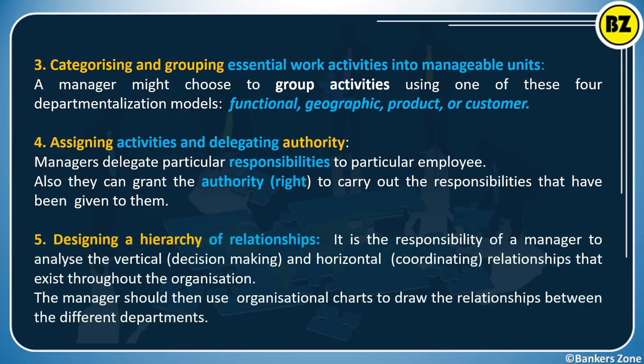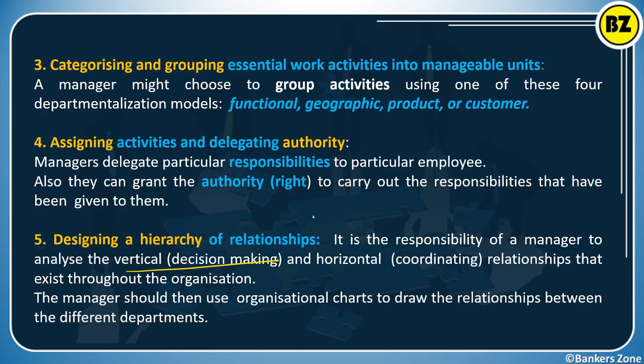So assigning activity should also delegate some authority power. Next is designing a hierarchy of relationship. Obviously there must be a hierarchy. For example, in the branch itself we have clerk, officer, manager, senior manager, like that. So hierarchy must be there. It is the responsibility of a manager to analyze the vertical decision making. Vertical means upward, horizontal means parallel, the relationships that exist through the organization. What do you mean by vertical relationship?